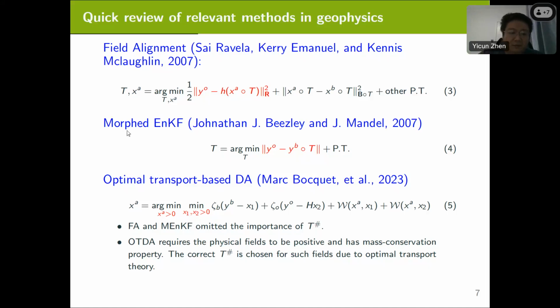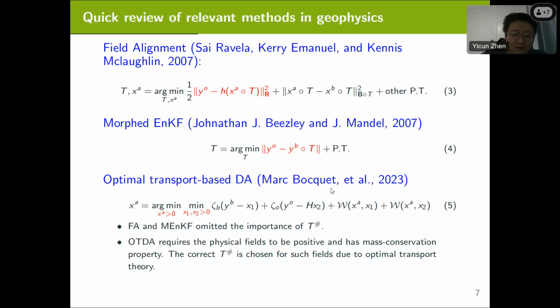And similarly for the more of the EnKF, okay, so this is the 2007 method. You can see that they have the same problem. So this is your Y^b composed with T. So the state composed with the displacement map is their T sharp. And this is used for all the state variables. Same as the field alignment, this is not right.